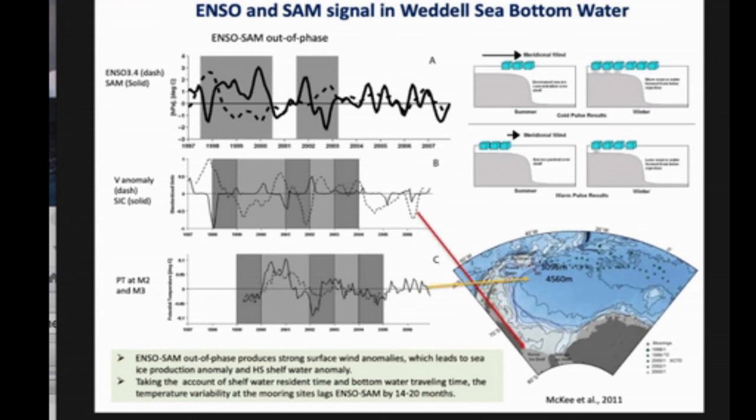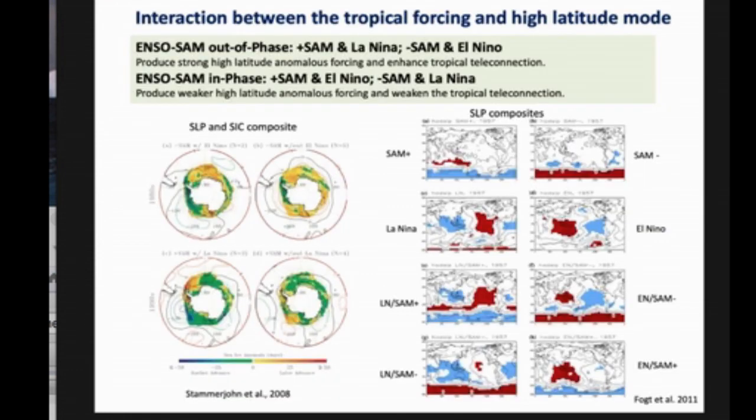So this study is probably the first to detect the ENSO signal in the deep ocean. And another very good outcome from this study is we find that the SAM and the El Nino and La Nina, when they are out of phase, produce the same high latitude anomaly. So their effects reinforce each other, and that reinforcement makes a stronger anomaly in the polar region. These things were also discovered by other people at the same time.